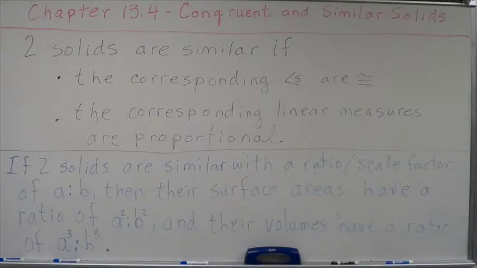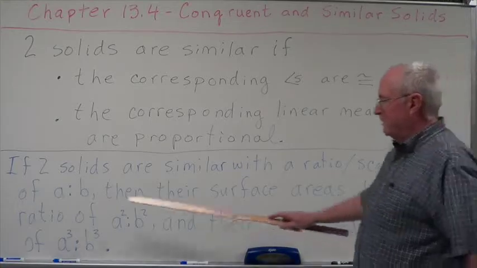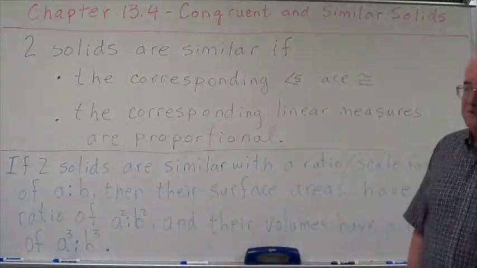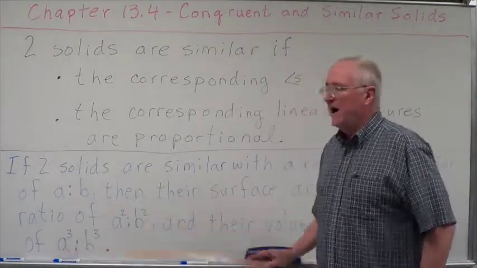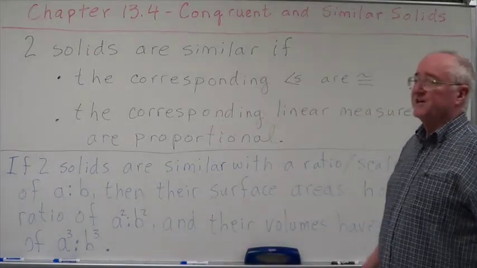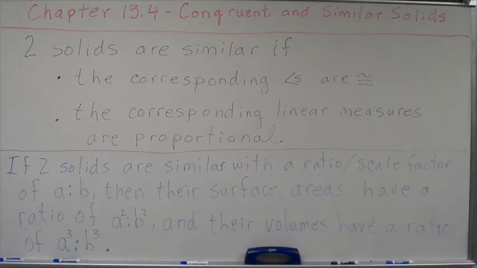Okay? That's the ratios. So what does that help us with? Well, if we know what their linear ratio is, then we can determine what their volume ratio is. So if we know the volume of one of them, we can determine what the volume of the other one is. If we know the surface area of one of them, we can determine what the surface area of the other one is. Okay? All right, now we need to do a few problems, and we'll be done.